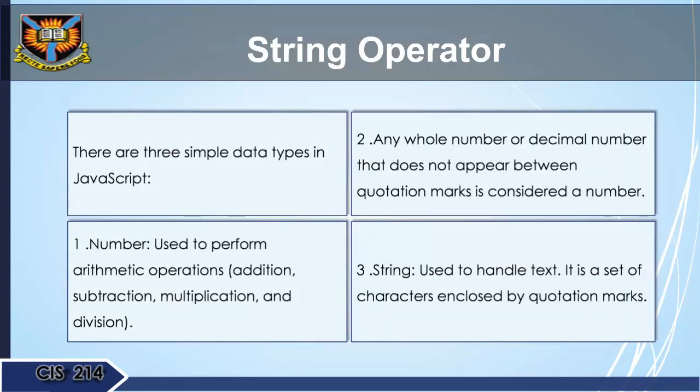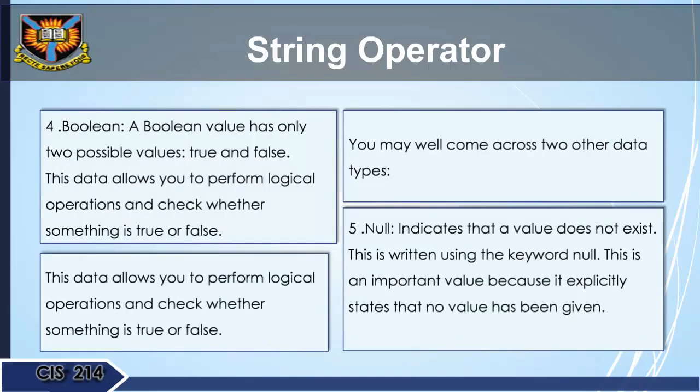There are three simple data types in JavaScript. 1. Number, used to perform arithmetic operations: addition, subtraction, multiplication, and division. Any whole number or decimal number that does not appear between quotation marks is considered a number. 2. String, used to handle text. It is a set of characters enclosed by quotation marks. 3. Boolean. A Boolean value has only two possible values, true and false. This data type allows you to perform logical operations and check whether something is true or false.